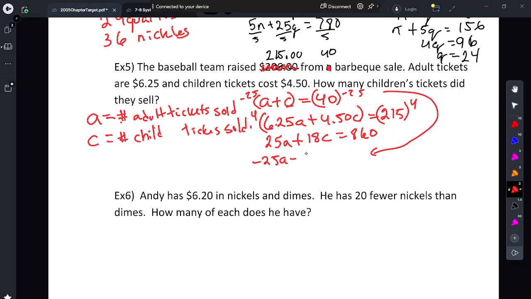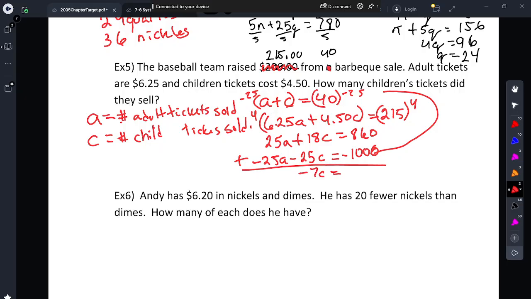Minus 25C equals negative, I think that's 1,000. Yeah, 1,000. All right, that makes the A's go bye-bye. 18 and negative 25, negative 7.